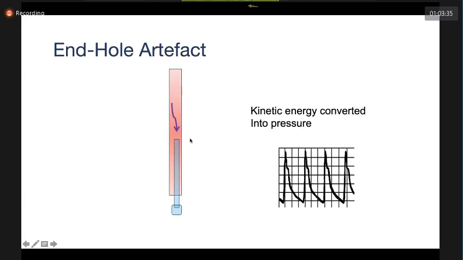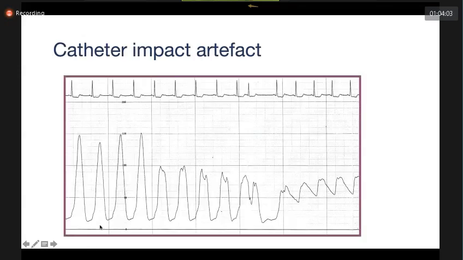That's why when you are recording pressure, an end hole catheter in the aorta is not a good idea. That's why you always take the pigtail catheter or Judkins catheter or MPA with many side holes to check the pressure. So what will happen? With an end hole, the kinetic pressure will be transmitted through the end hole, and you will get this kind of spikes called end hole artifact.